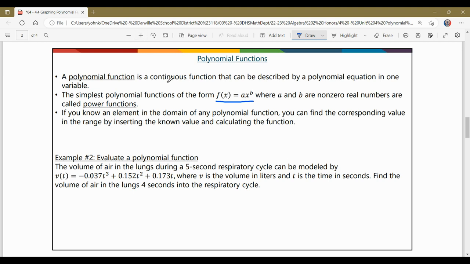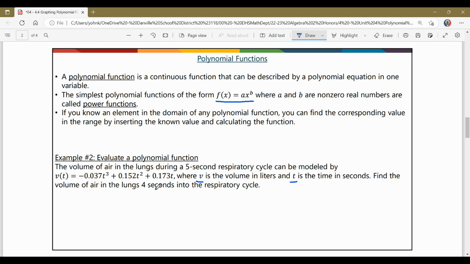So here's a word problem. The volume of air in the lungs during a 5-second respiratory cycle can be modeled by V(t) = -0.037t^3 + 0.152t^2 + 0.173t, where V is the volume in liters and t is the time in seconds. Find the volume of air in the lungs 4 seconds into the respiratory cycle.